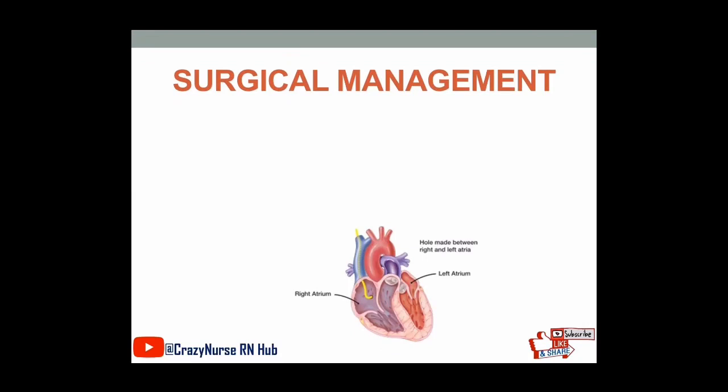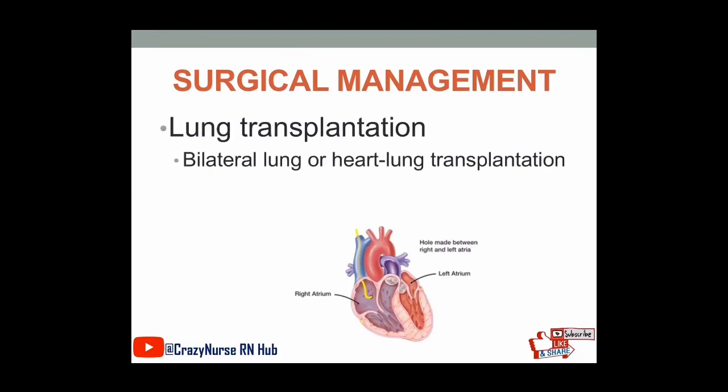Now let's proceed to the surgical management. We have lung transplantation. It remains an option for a select group of patients with pulmonary hypertension who are refractory to medical therapy. Bilateral lung or heart-lung transplantation is the procedure of choice.